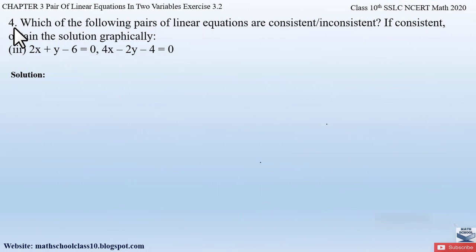Third part from the question number 4, which says: which of the following pairs of linear equations are consistent or inconsistent? If consistent, obtain the solution graphically. So here we have to find out whether the given pair of linear equations are consistent or not. Consistent means the pair of linear equations will have at least one solution or more. Inconsistent means when the pair of linear equations have no solution.